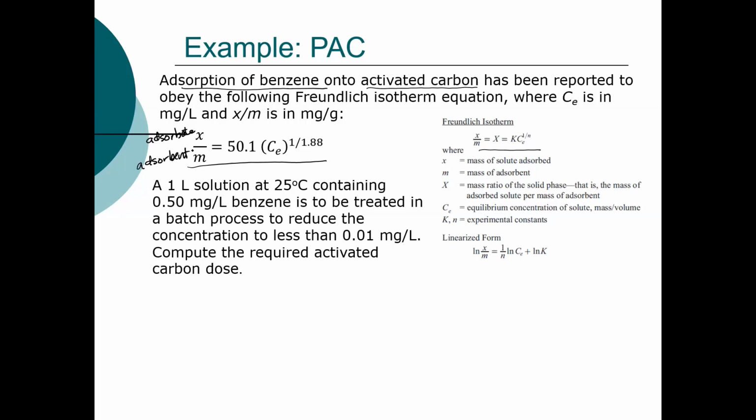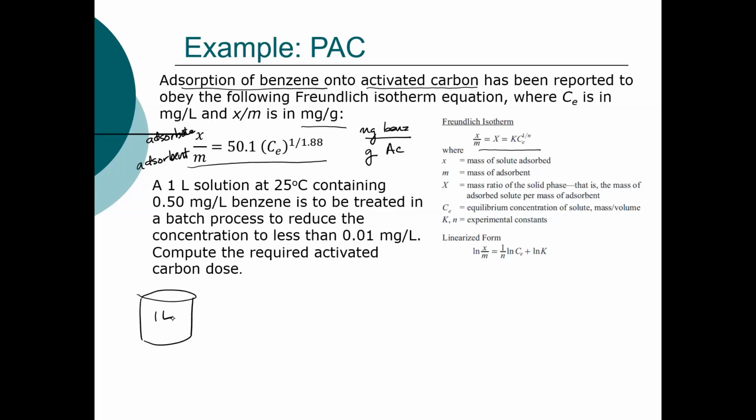So it's the milligrams of benzene per gram of activated carbon. Those are the units of X over M. And you're told that to start, we have this 1 liter solution at 25 degrees C, okay, and adsorption is an exothermic process.